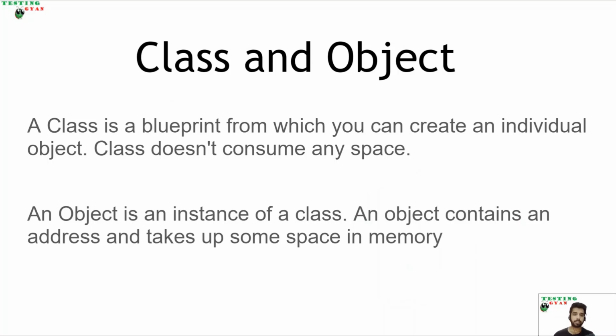Let's understand class first. A class is basically a blueprint from which you can create an individual object. A class doesn't consume any space, whereas an object is an instance of a class; an object contains an address and takes up some space in memory. So let's understand class and object with an example.